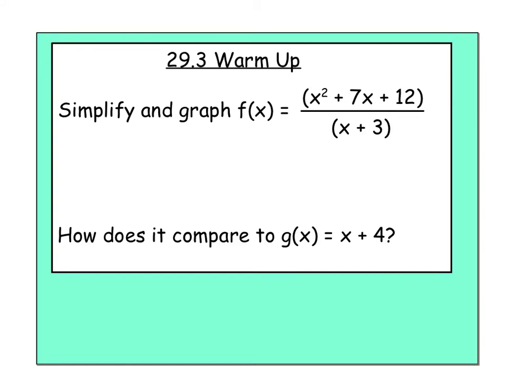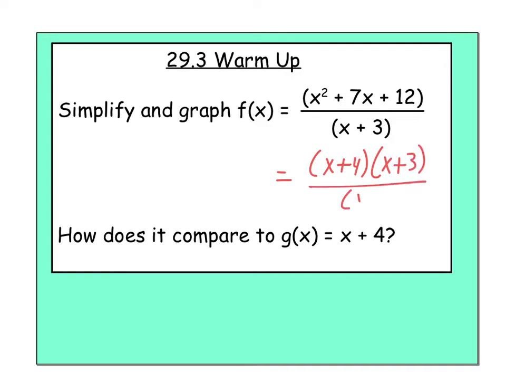Alright guys, let's continue with our graphing rational functions and look at a few where we actually have to do some simplifying, and then it does introduce a new type of restriction on the domain that can occur. So for example, if we take a look at this f of x here, I see the numerator, the x squared plus 7x plus 12 is actually factorable into x plus 4 times x plus 3.